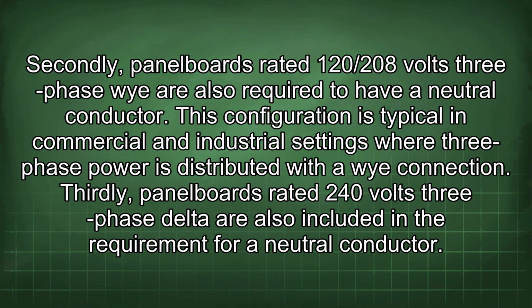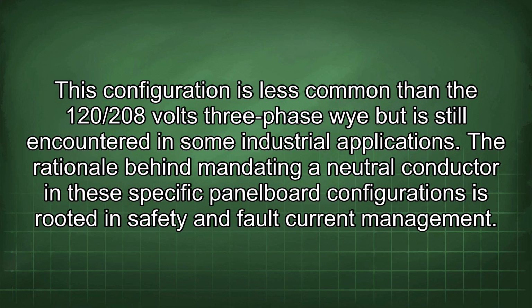Thirdly, panel boards rated 240 volts 3-phase delta are also included in the requirement for a neutral conductor. This configuration is less common than the 120/208 volts 3-phase Y, but is still encountered in some industrial applications.